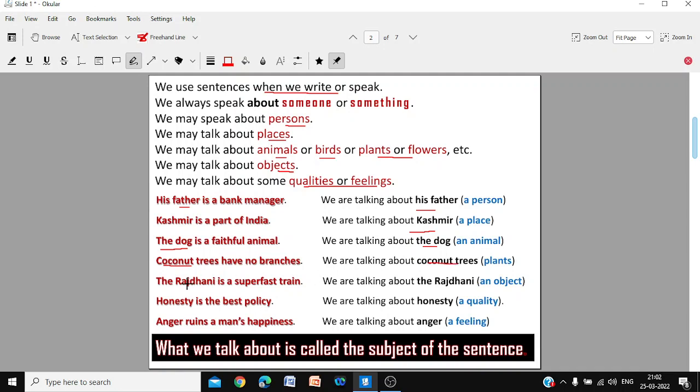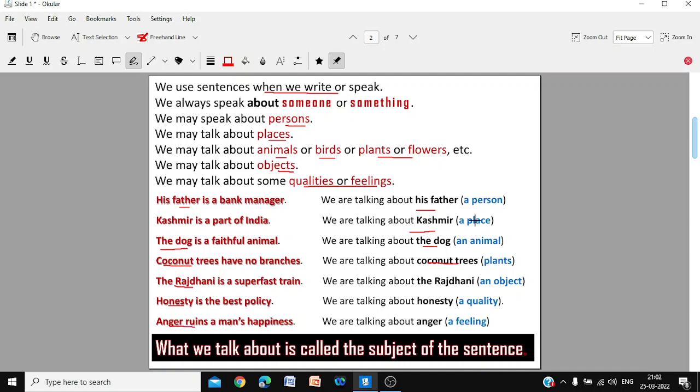The Rajdhani is a ship of our stream. We are talking about the Rajdhani train. Honesty is the best policy. We are talking about the quality of honesty. Anger ruins a man's happiness. We are talking about anger.